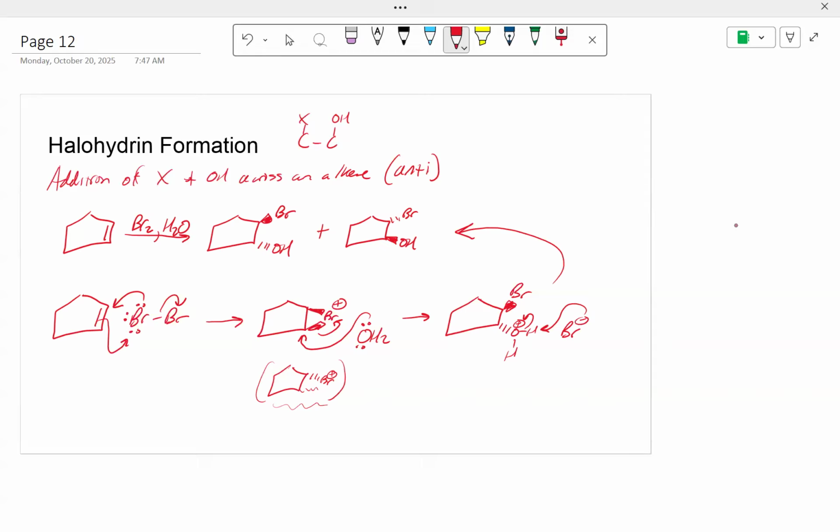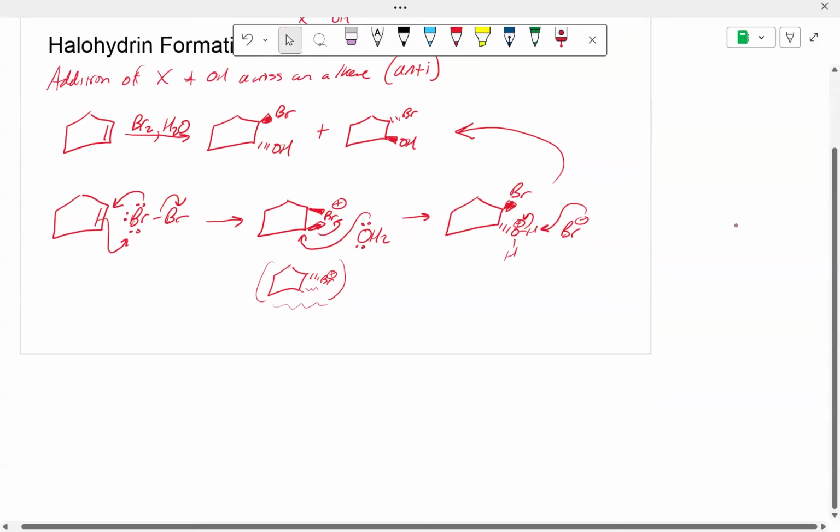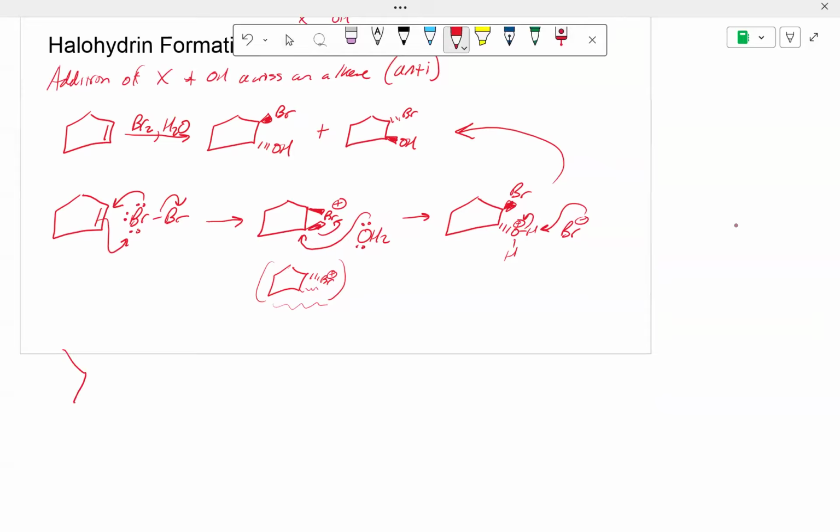But you'll notice in this reaction, I'm adding two different groups. Why did I add the bromine to one carbon, the OH to the other, and not the other way around? Well, it doesn't matter in this case. But let's look at an example where it does matter. And we're going to see that because we're adding two different groups, there is regiochemistry involved.